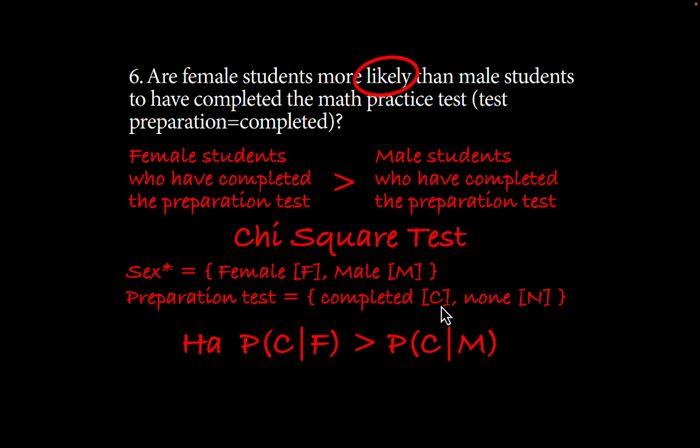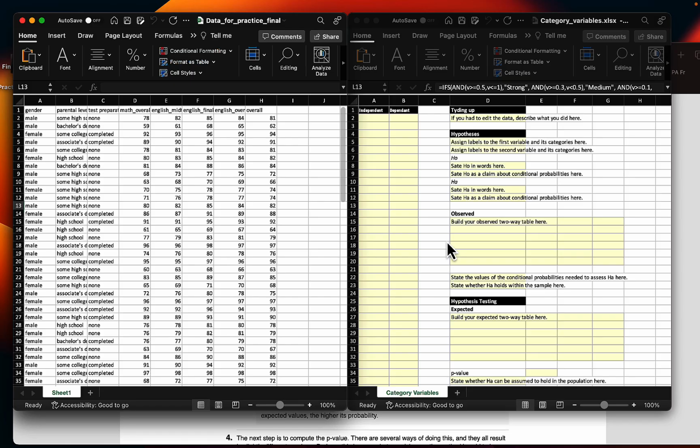Once we have our HA, it's easy enough to come up with the null, because we simply replace the sign in there by an equal sign, and that is our null hypothesis. So that's the conceptual part. Now we need to turn to the Excel calculation sheet. So now I'm in the Excel document where the data is to be found.